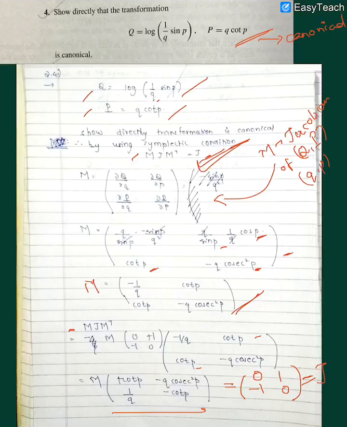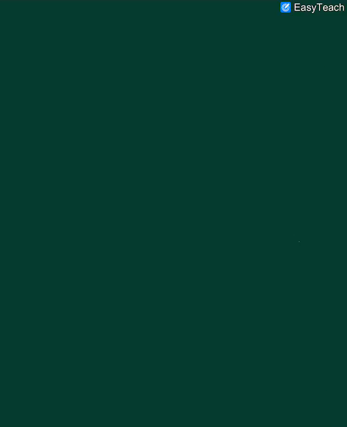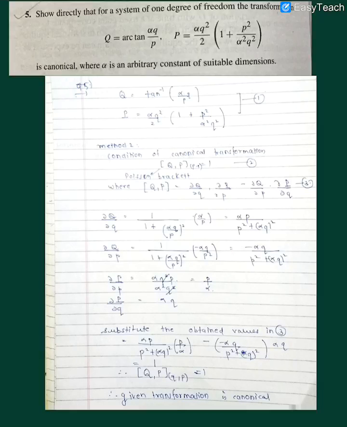Question 5 is kind of similar, wherein we have to show that the given transformation is canonical. The transformation is given as capital Q equals tan inverse (alpha q by p), and capital P is alpha q square by 2 into p square by alpha square q square. So this is our transformation given.